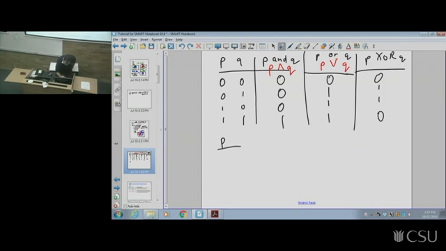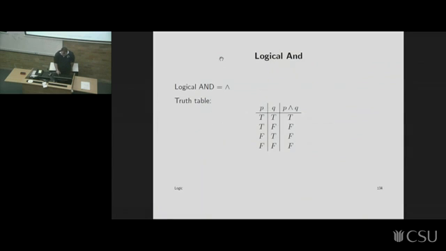So let's just do one more. Let's do not P, and in terms of symbols, an exclamation mark is one, along with a dash on top, or a squiggly line, or a tilde. Too many.